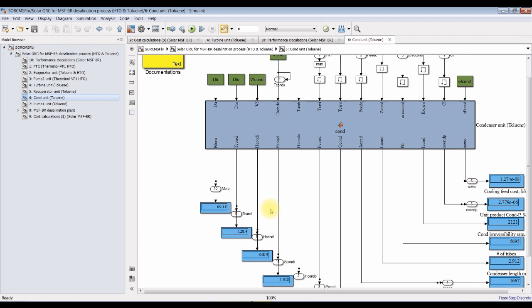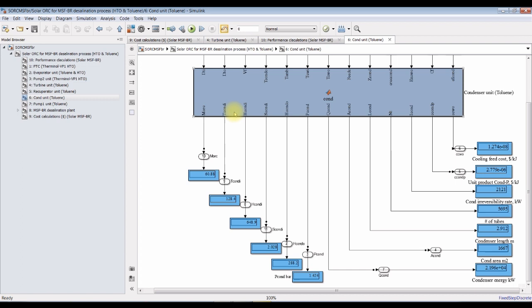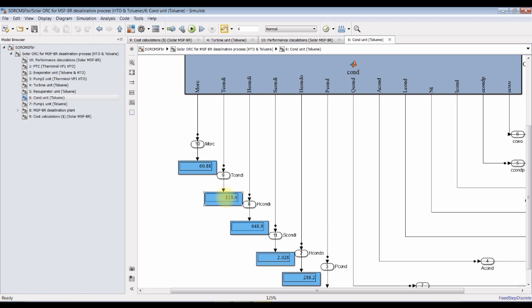Let's go for the brine heater or condenser unit. Yes, condensation is 100. And 123, as I think. So this is inlet condenser temperature. Okay, inlet condenser. Let's go for the multi-stage flash. Let's go and see.